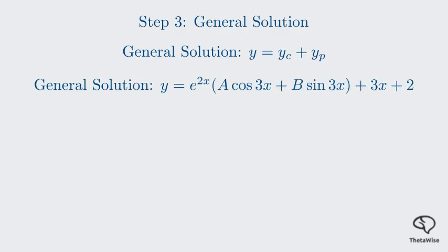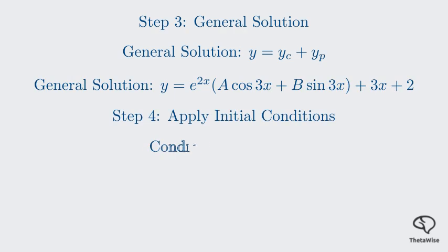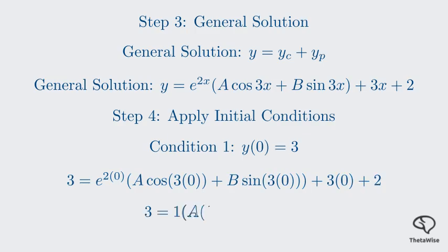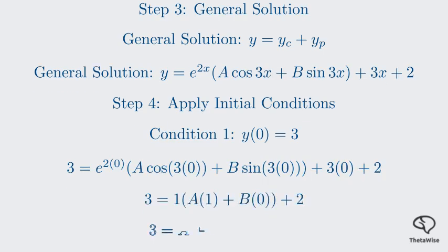As this is a particular solution problem, we now apply the initial conditions to find a and b. The first condition is y equals 3 when x equals 0. Let's substitute. Plugging in x equals 0, we get 3 equals e to the 0 times the quantity a cos 0 plus b sin 0, plus 0 plus 2. Remember, e to the 0 is 1, cos 0 is 1, and sin 0 is 0. This simplifies to 3 equals a plus 2. Solving for a, we find a equals 1. One constant down, one to go.